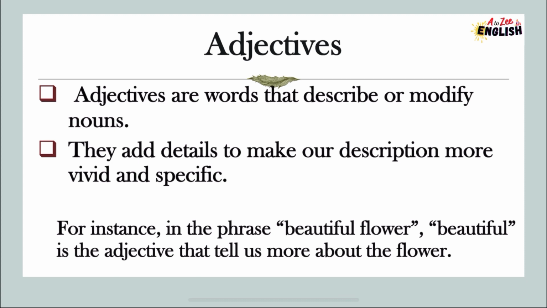For instance, in the phrase beautiful flower, beautiful is the adjective that tells us more about the flower. Another example, if we say he is an honest man, then honest is the adjective that adds more description to the noun.